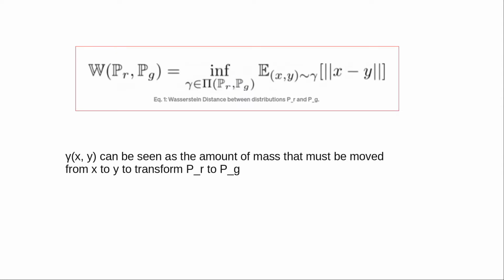And this is the mathematical expression of Wasserstein distance between PR and PG. Here, the term pi of PR and PG within braces is the set of all joint distributions over X and Y such that the marginal distributions are equal to PR and PG. And this term gamma(X, Y) can be seen as the amount of mass that must be moved from X to Y to transform PR to PG. So, the Wasserstein distance is then the cost of the optimal transport plan to convert PR to PG.